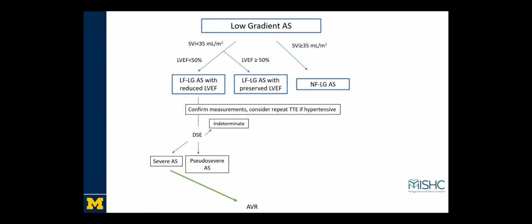So going back to our flow diagram here, we started off with low flow, low gradient AS with a reduced EF. And we recommended proceeding with a dobutamine stress echo to confirm the severity of AS. If we confirm that a patient has severe aortic stenosis, then these patients have class 1 recommendations for proceeding with an aortic valve replacement, whether that's surgical or through TAVR. For patients who have pseudo-severe AS, these would be patients that we would continue to manage conservatively. But there are patients that will also have indeterminate results, and we'll come back to those.